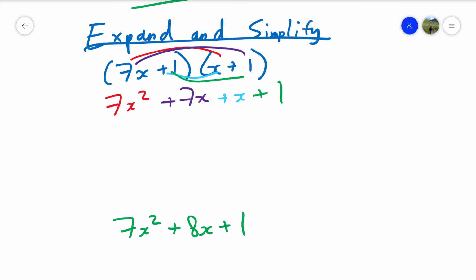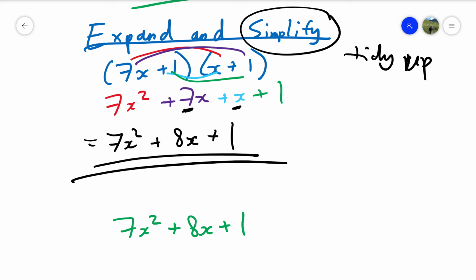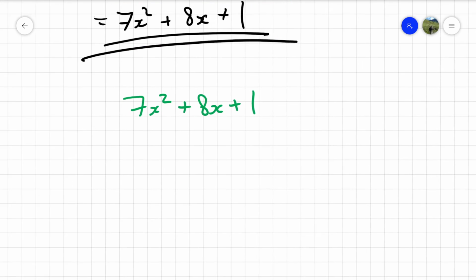Then I can combine these because I'm simplifying, so I'm tidying up, which means when you tidy up, if you've got lots of books, you put them all on the bookshelf together. 7x squared. Oh, there's 7 x's and there's another x here, which makes a total of 8x plus 1. There we go. Let's do the next question.